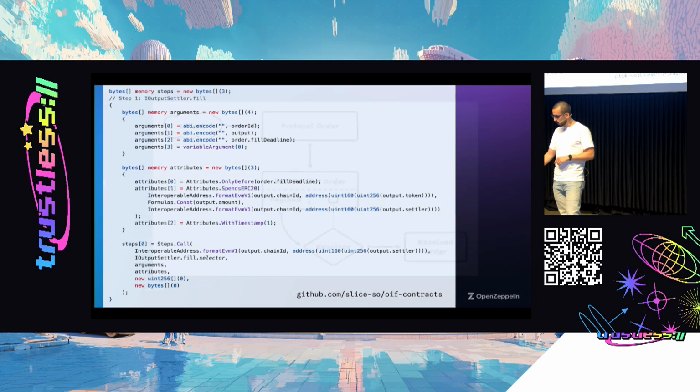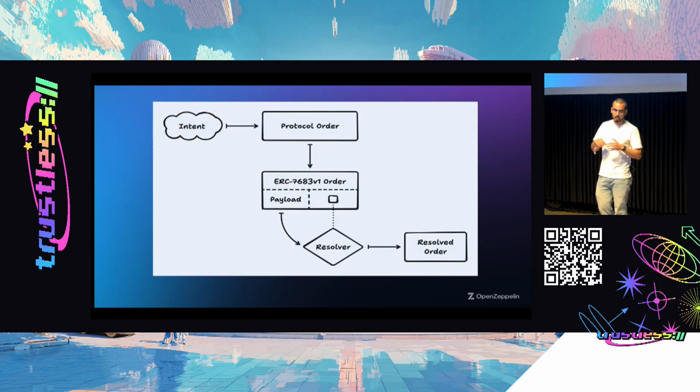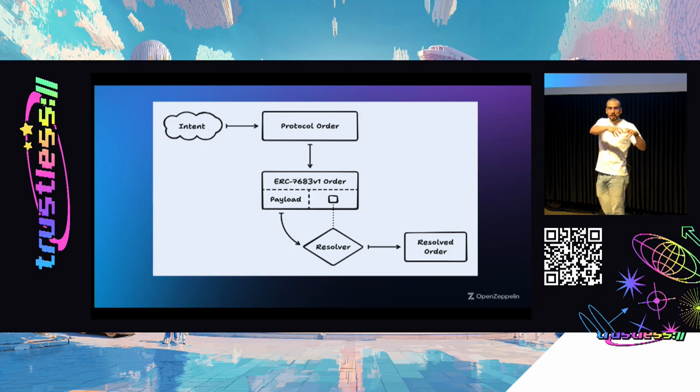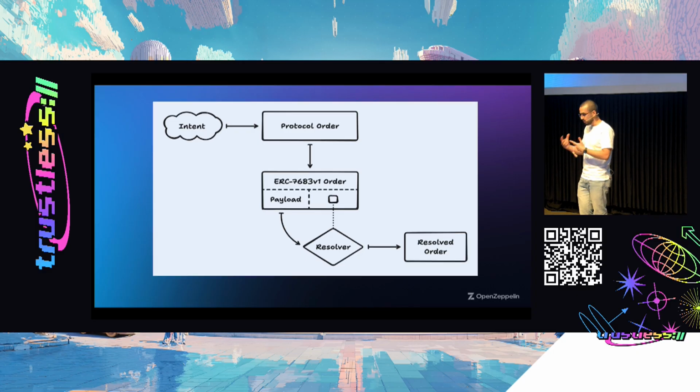So yeah, that was the overview that I wanted to give. This is really just an overview of what the rightmost part of the life cycle would look like, or actually all of it, which is, you go from an intent to a protocol-specific order, you then encode this in this compliant packet, which consists of this payload and a resolver, right? And then you give that to a filler. And then going through the resolver, the filler can get a resolved order, which has all of the structural information needed to then go ahead and do the fill for the user.